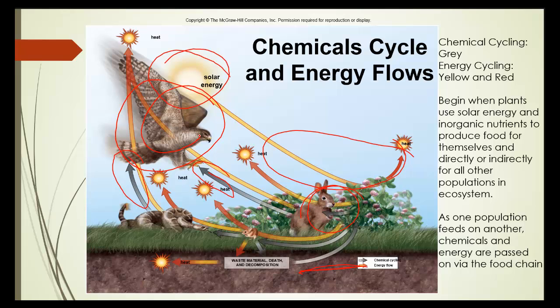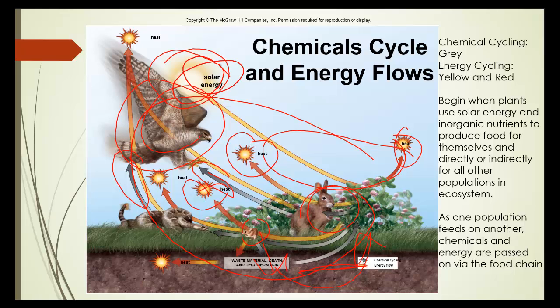As one population feeds on another, chemicals and energy are passed on via the food chain. However, in this process, heat is always lost. Once that organism dies, it decomposes and goes back into the soil to be used again by the plant. Hence, in order for this system to survive, the sun has to be there always, providing the solar energy.